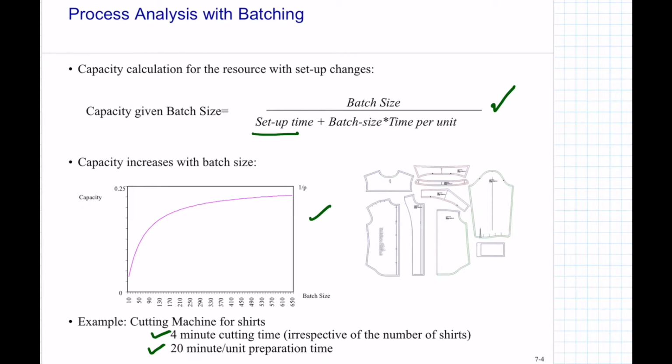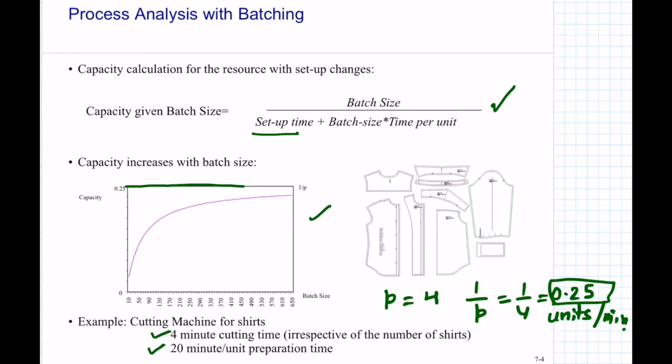Now P is 4 minutes of cutting time in this example. If you calculate 1 by P, we get 0.25. So 0.25 is the limit for this capacity. Capacity cannot be more than that.